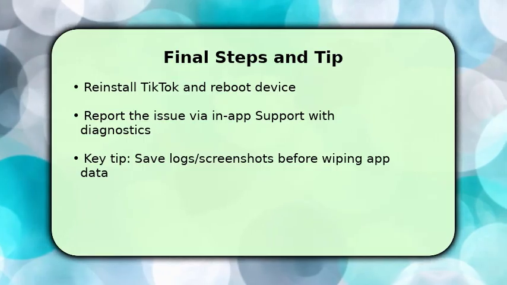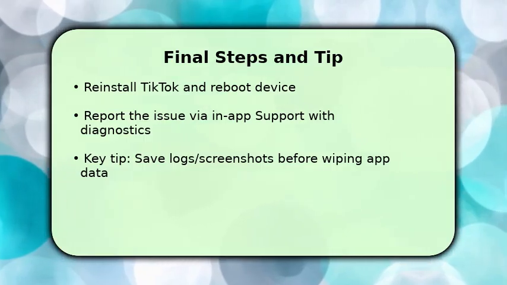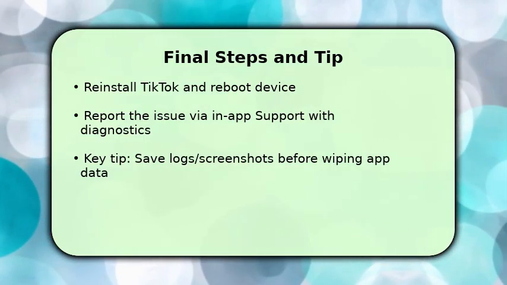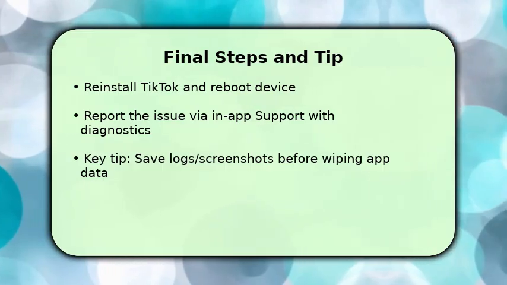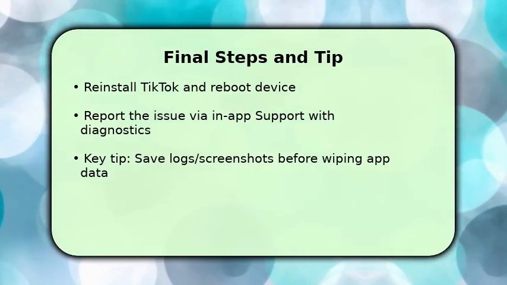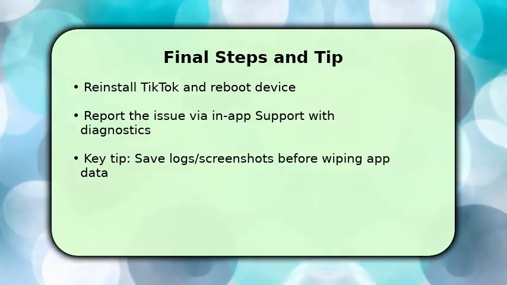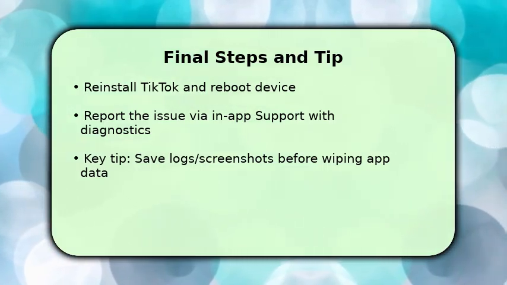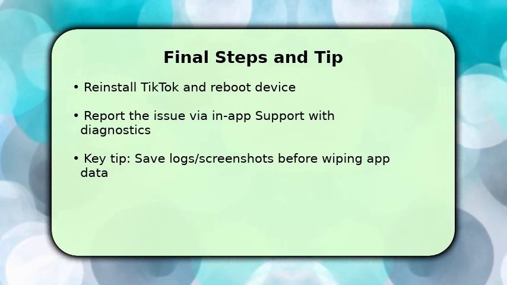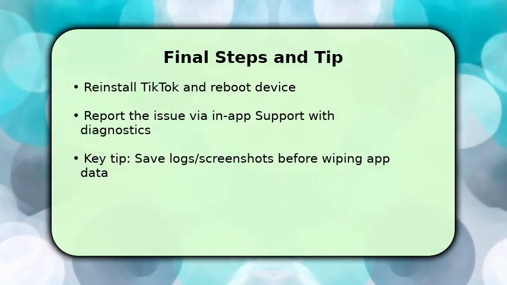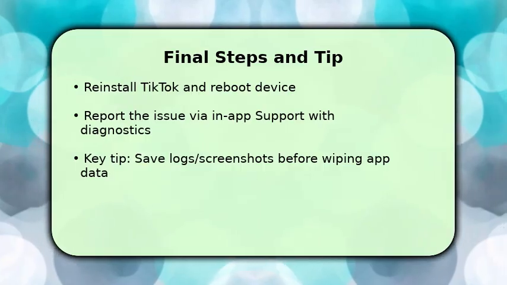Include device model, OS version, app version, and a brief description of reproduction steps so engineers can triage. Make sure to attach logs or screenshots. If everything fails, one key troubleshooting tip: save diagnostic logs and screenshots before clearing app data so you can supply evidence when contacting support.